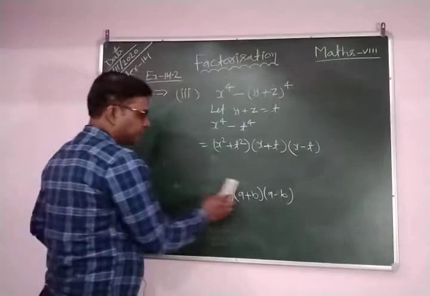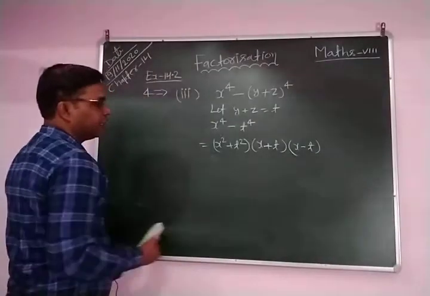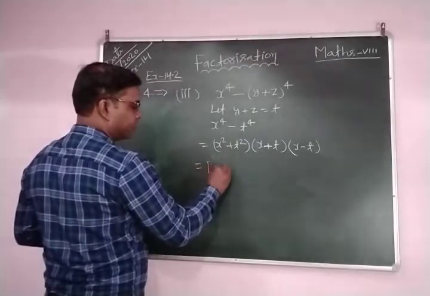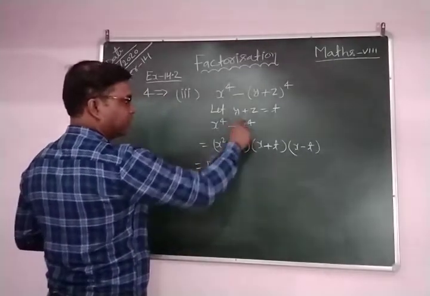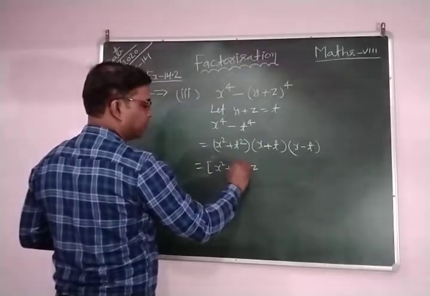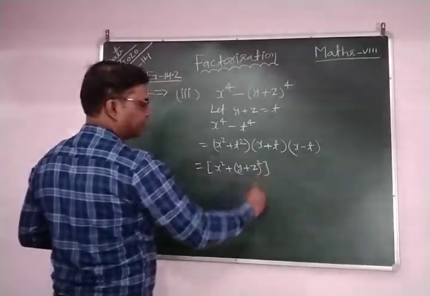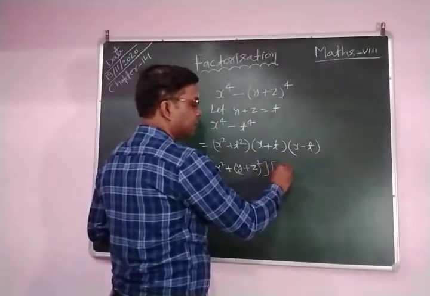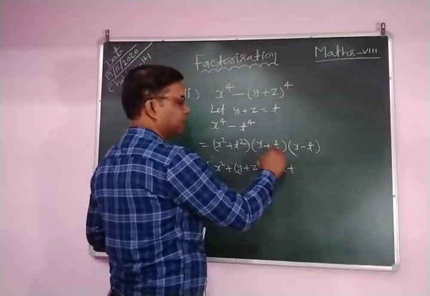Okay, so you can write here, what is t? T is y plus z. So we write here x square as it is, but we replace t by y plus z. So it becomes the whole square of y plus z. Clear? Now here again x, but plus this is plus t.